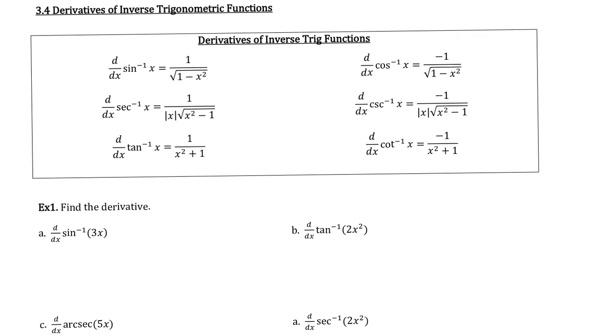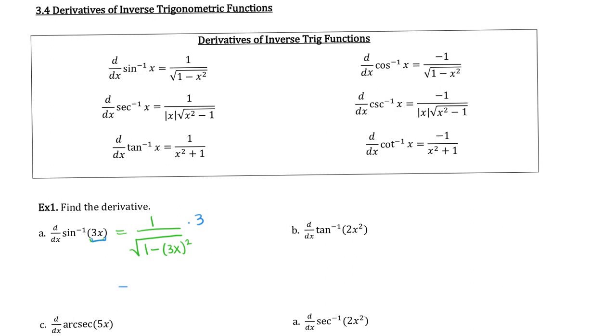Okay, so let's try these. Example 1, find the derivative. We're finding the derivative of inverse sine of 3x. We are going to use the chain rule because in the parentheses we have the 3x. So the derivative of inverse sine is going to look like this: 1 over the square root of 1 minus, and instead of x, I'm going to put the quantity I am doing the inverse sine of, squared. And then because of the 3x, we're going to go ahead and times by 3 for the chain rule.